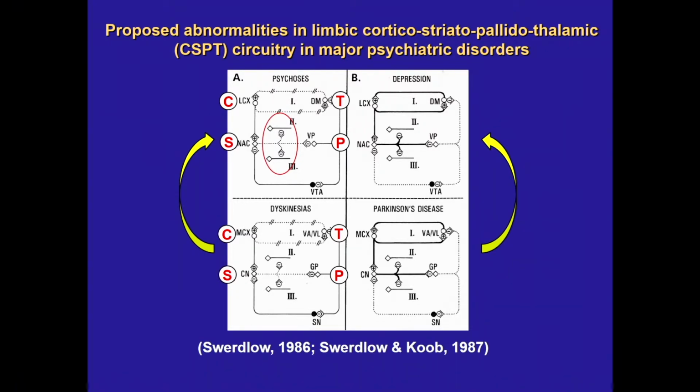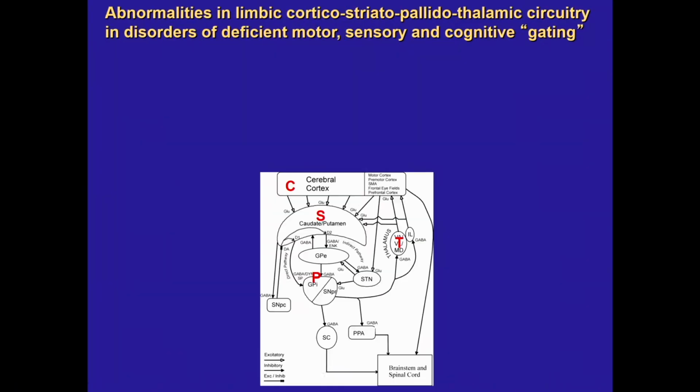And this model, like everyone before it and everyone that will come after it, was wrong. It's been recreated in several different forms. This is Jonathan Mink's form. Again, the CSPT nodes remain a critical part of it, and indeed, many of the disorders that I've spent my life studying are housed within the circuitry.